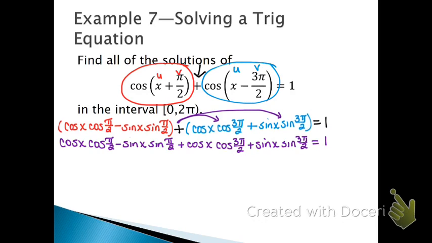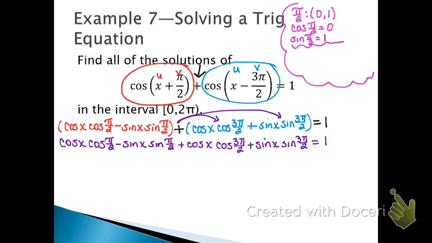Alright, so let's see. Now I'm going to come up here and do a little think bubble, because I have two angles. I have pi over 2 is one of them. Pi over 2 has an ordered pair of 0, 1. And so I know that cosine of pi over 2 is equal to what? 0. And sine of pi over 2 equals 1.